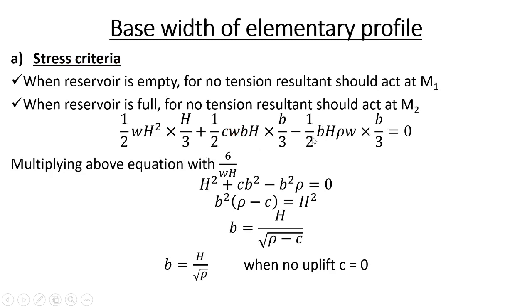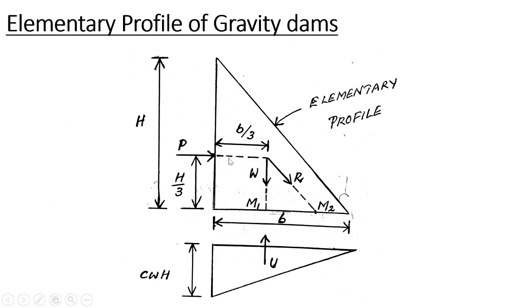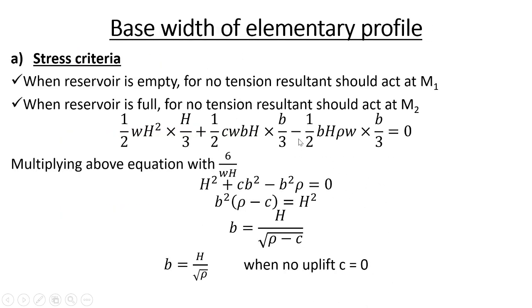Now the next moment is negative, that is the moment due to self-weight. You have the self-weight equation. See the figure. This is your self-weight, and it will be acting at a distance of B by 3 about M2, and due to self-weight the moment is anti-clockwise. So the sign is negative. And for the equilibrium condition, sigma M should be equal to 0. That is why it is given as 0.